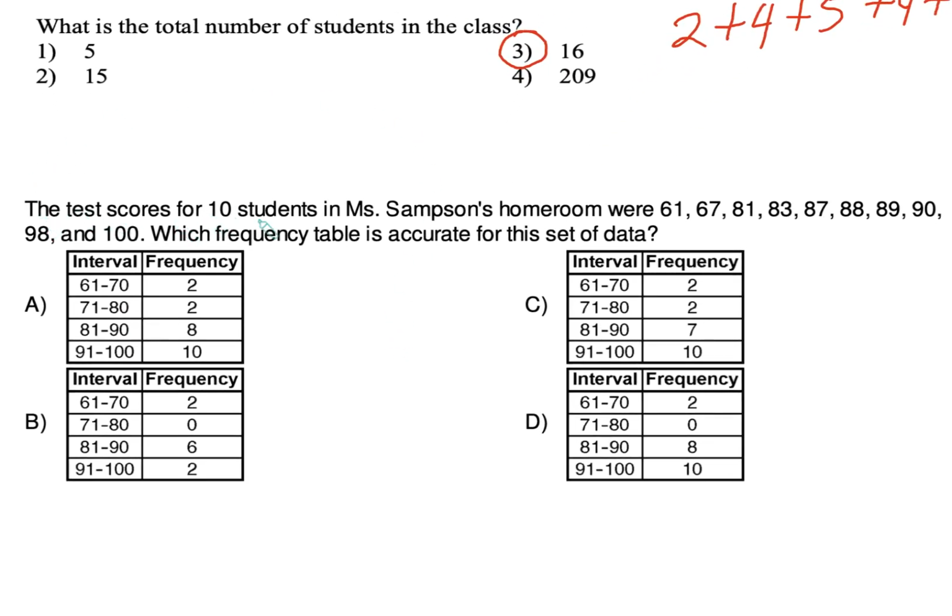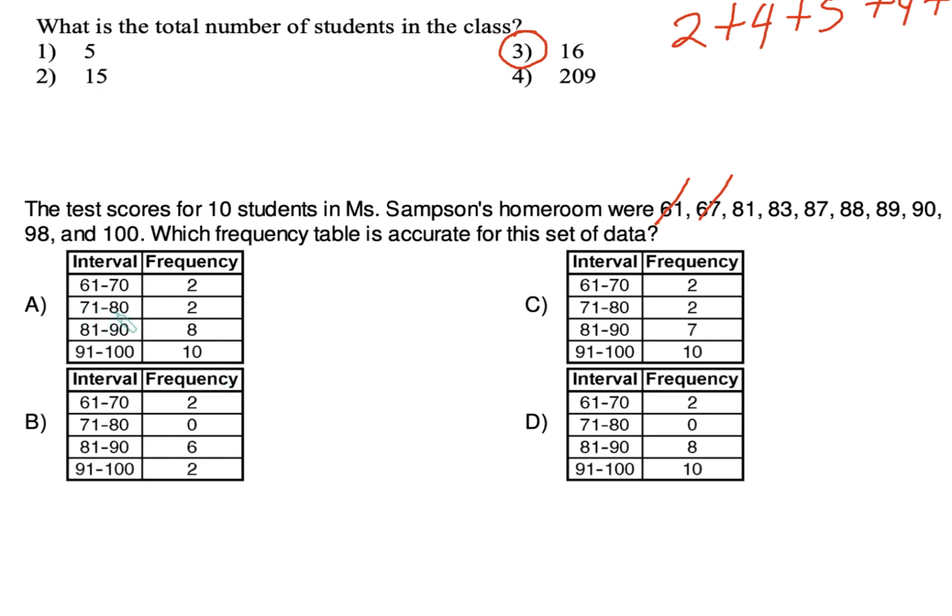This says the test scores for 10 students in Miss Sampson's homeroom were 61, 67, 81, 83, 87, 88, 89, and 90, 98, and 100. And we want to find which frequency table is accurate for this data set. Now notice that our frequency table, the first range is from 61 to 70. So let's see how many fall in the range from 61 to 70. So that would be 1, 2. Notice we all have 2 for each of them.